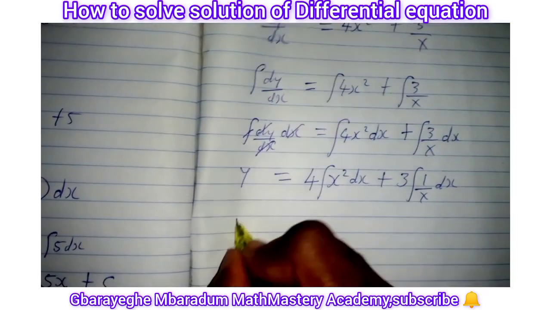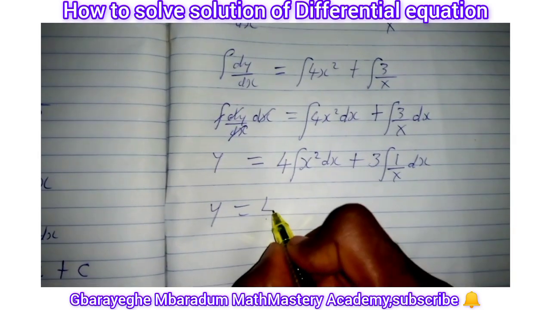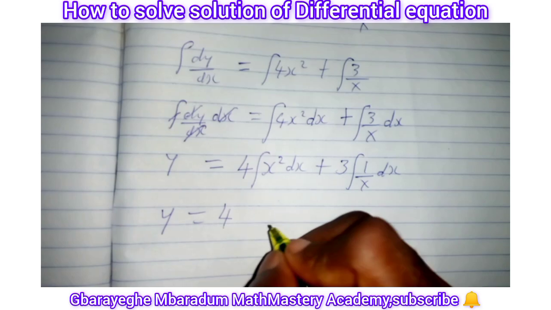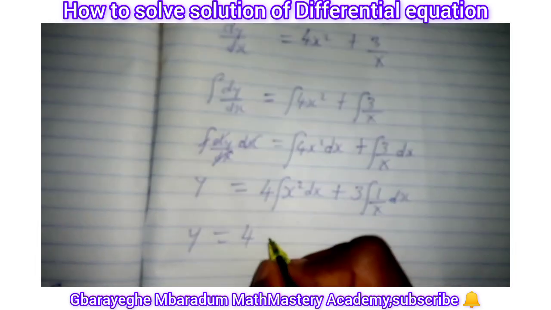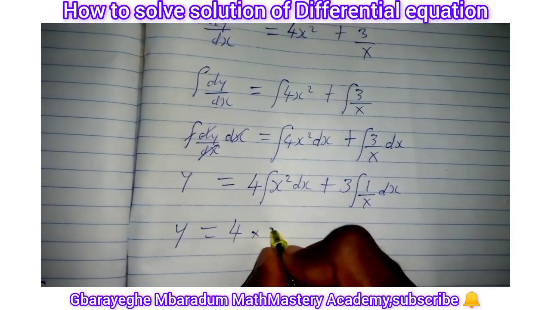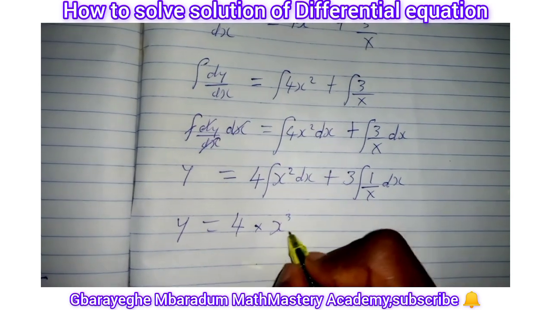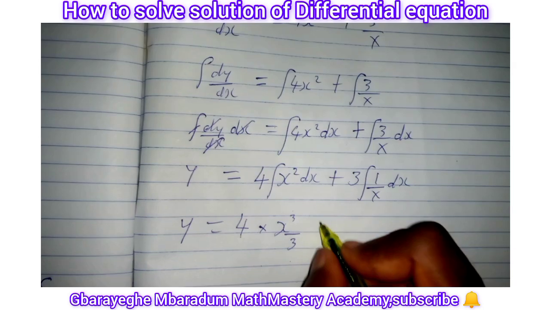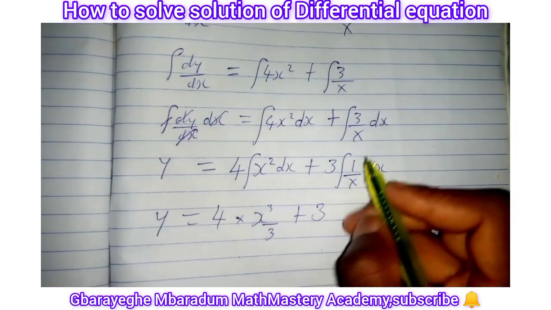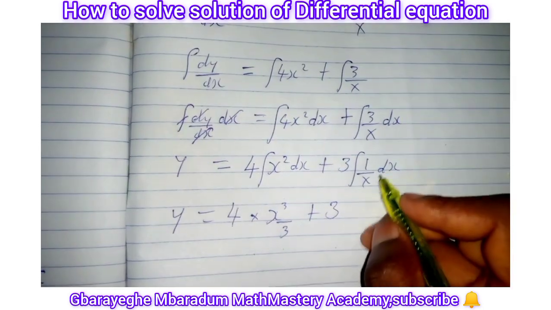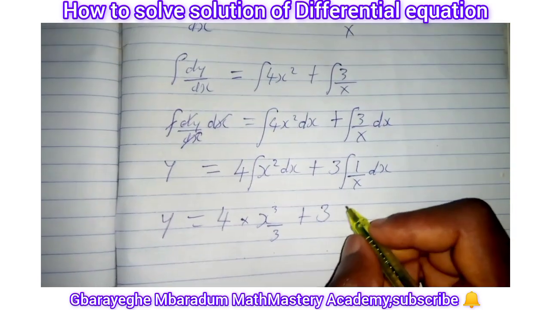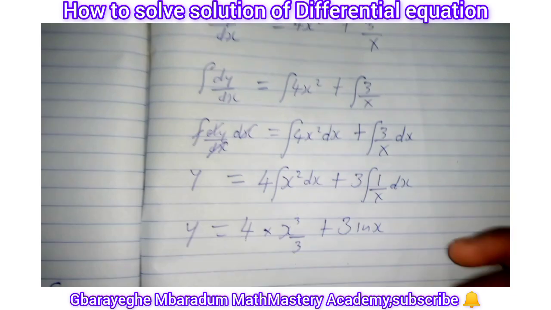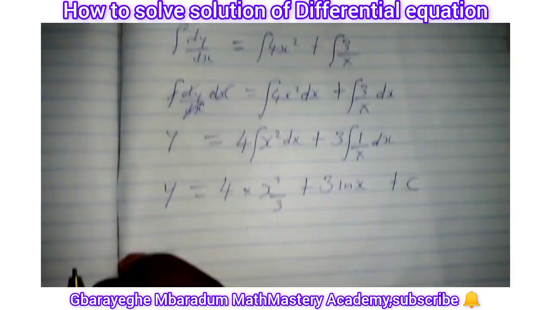Now we go on again, say y equals, you see we have our 4 outside here. If we integrate this, that means we are adding 1 to the power. We add 1 to the power here, so we're going to have x. If I have x to the power of 2, it becomes 3, and you divide by the new power, which is 3. I don't know if you understand. Then plus, you see we have our constant 3 here outside. If you integrate 1 all over x, it becomes natural log of x, which is ln of x. Then plus our constant c.